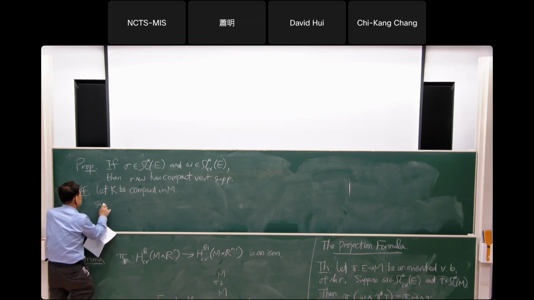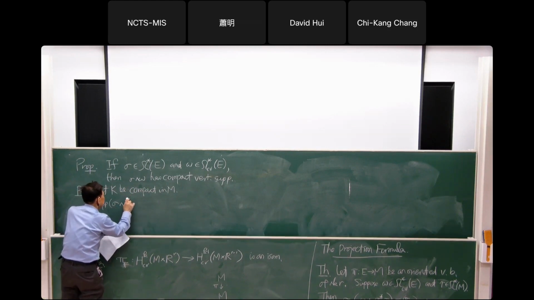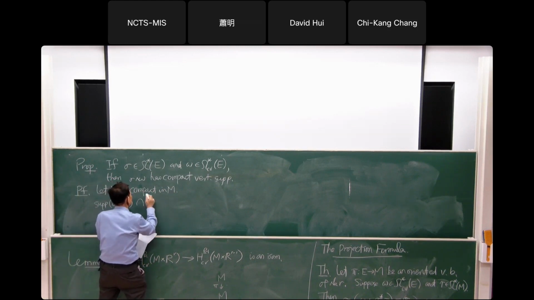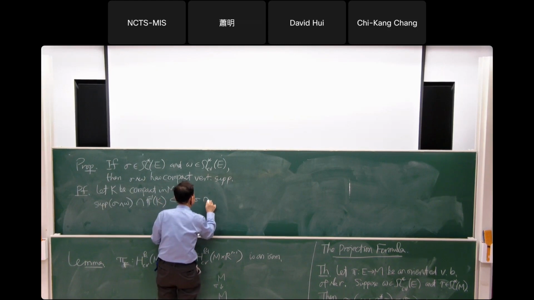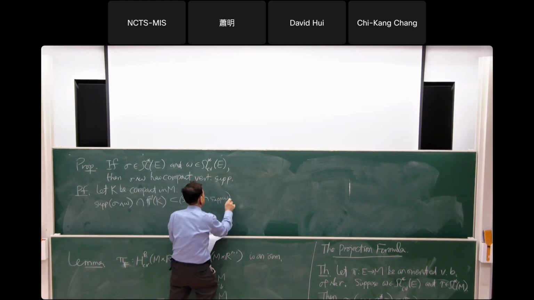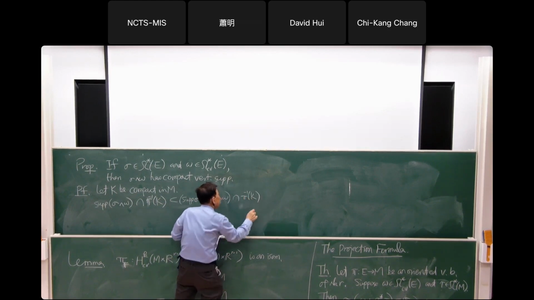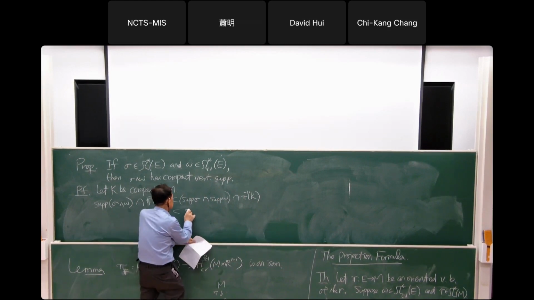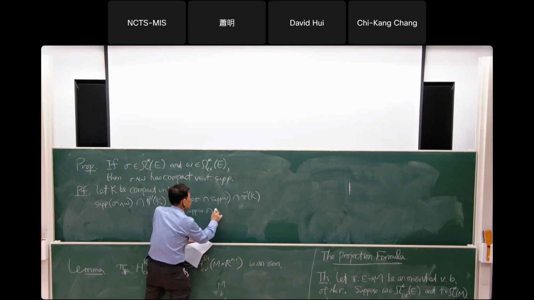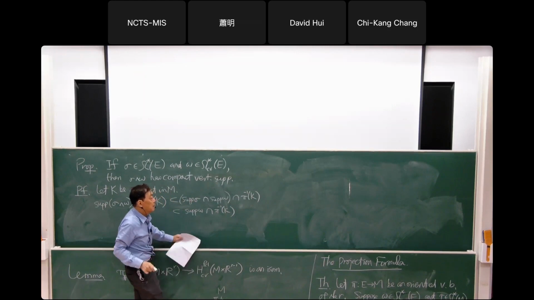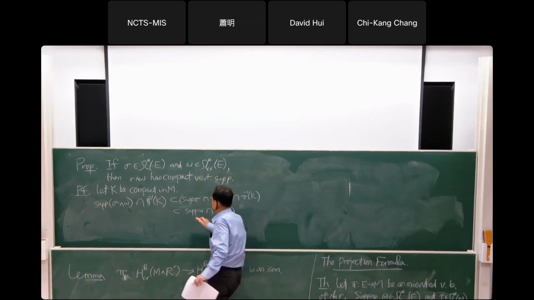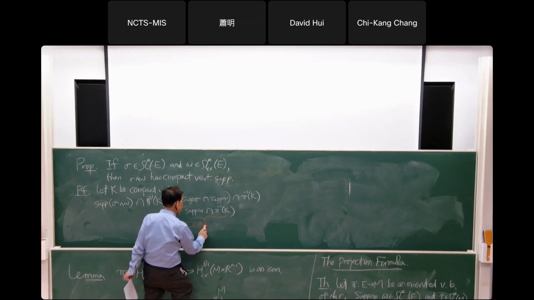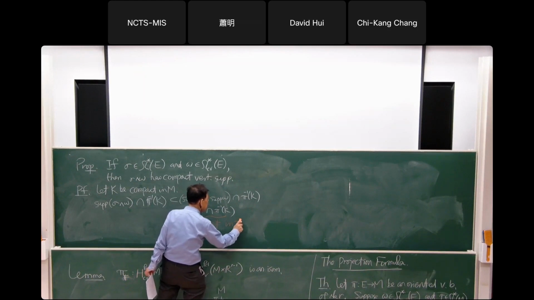And then we look at the support of sigma wedge omega intersected with pi inverse of K. The support of a wedge is contained in the intersection of the supports, and this is contained in the support of omega intersected with pi inverse K. Now, because omega has compact vertical support, we know that this is a compact set, and it's in pi inverse of K.